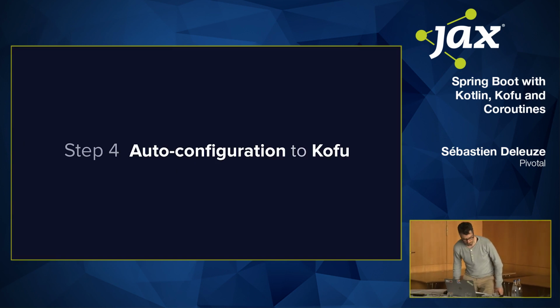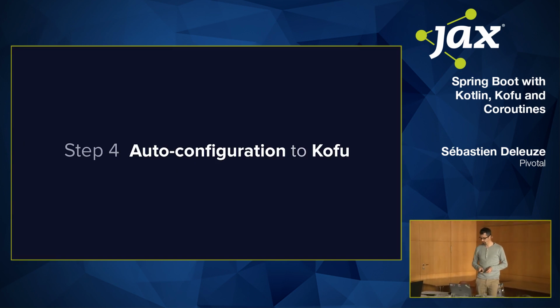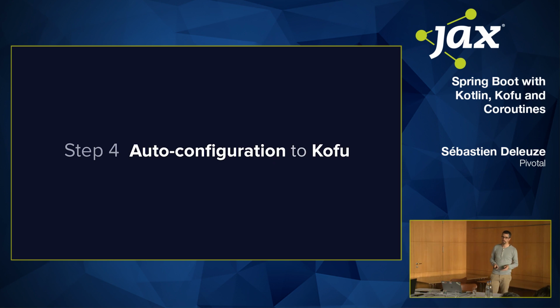Okay. Now we are going to talk about step number 4. It's switching from auto-configuration to Kofu. So for step 1 to step 3, we are on something which is production ready, at least when Spring Boot 2.2 will be released and Spring Data R2DBC will be GA, but we are on something that will be short-term production ready. Here, I clearly want to draw the line.